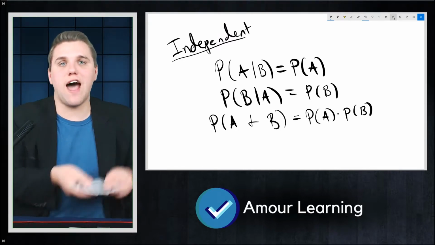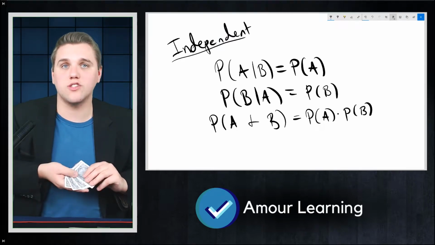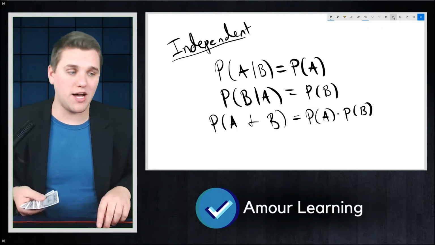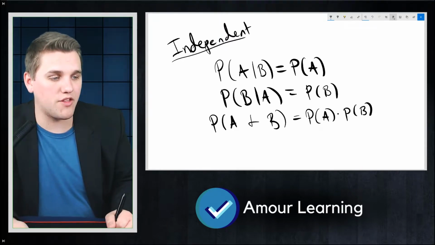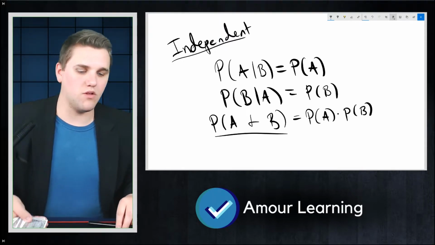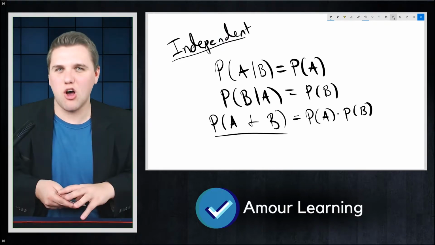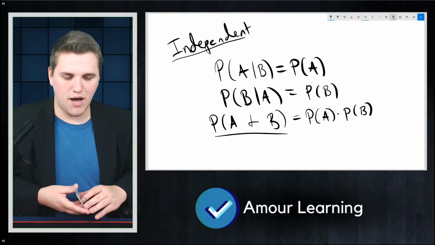For example, I have 5 cards here, and if I draw 2 cards with replacement, there are a total of 25 possible outcomes. You can list off all the different outcomes, this and this, this and this, but it would be a long time writing out all 25 possible outcomes.